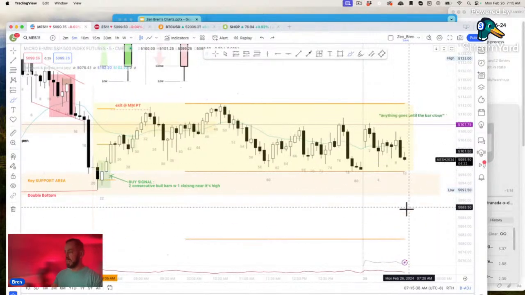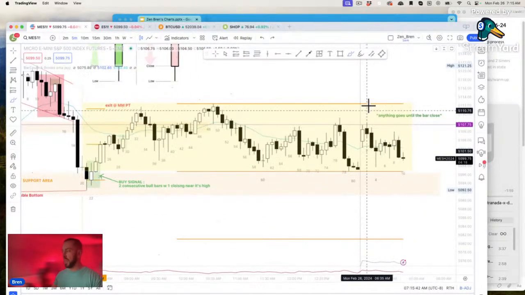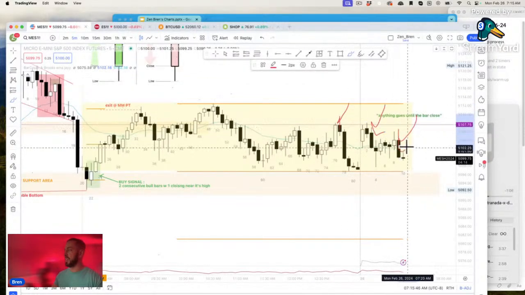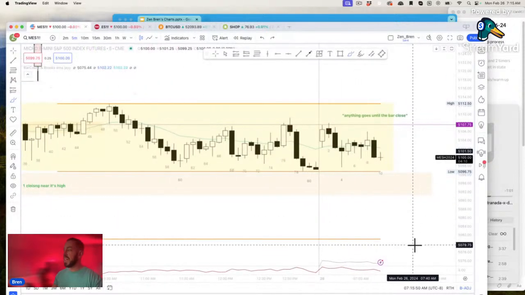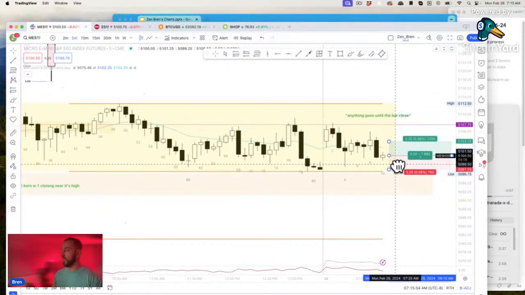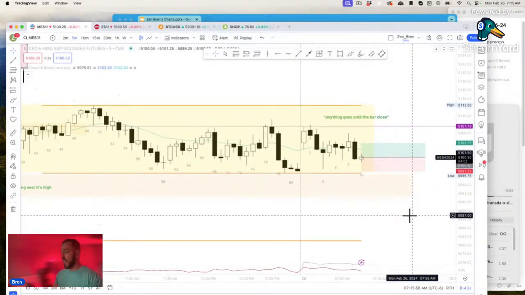Probably not, because the buyers keep coming in. But also you could make the same argument, because look, the sellers came in here, the sellers came in here, and the sellers came in here. So what you have right now is two-sided trading, two-sided trading. I mean, it's 50-50. You know, when it's 50-50, it's just not the best for trading.